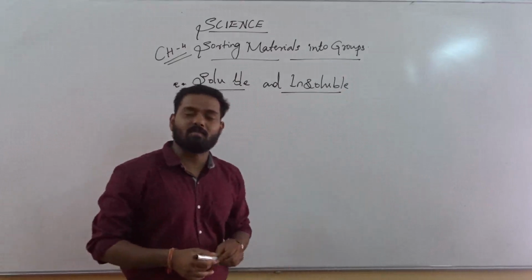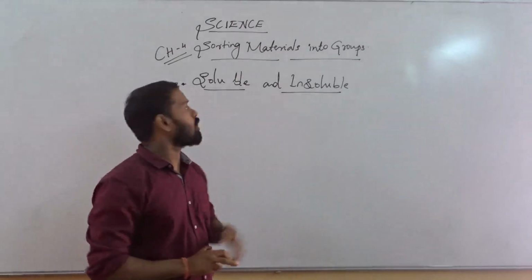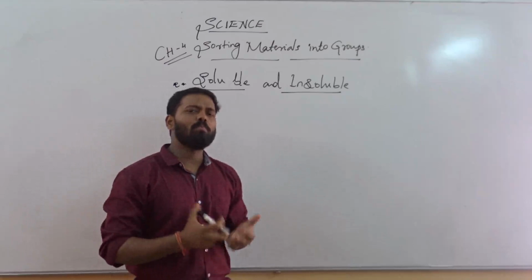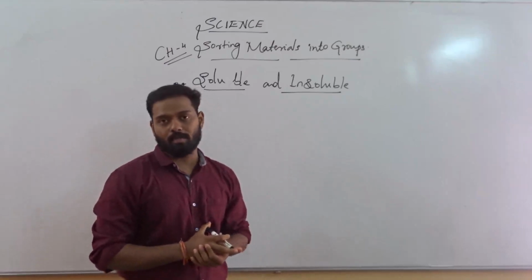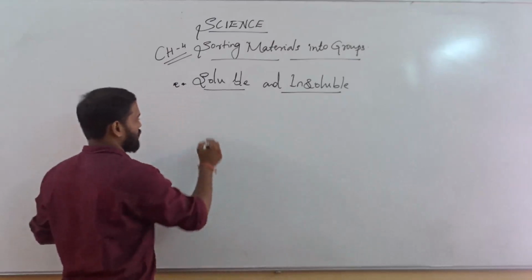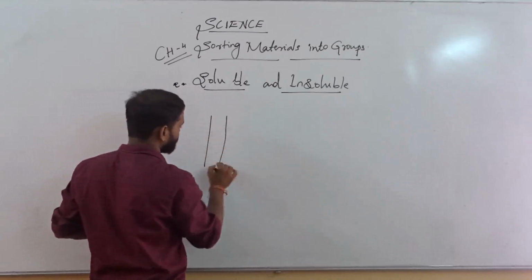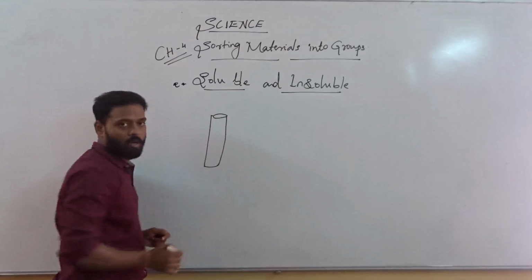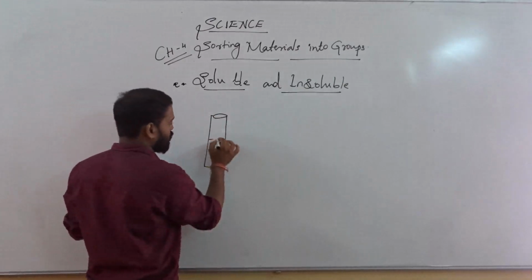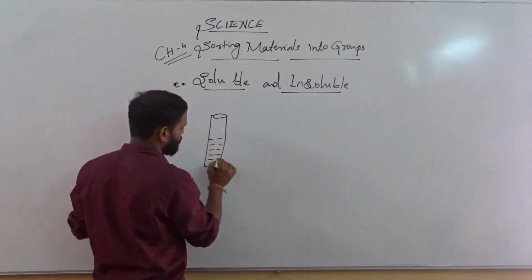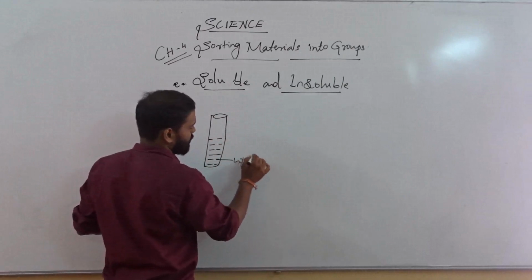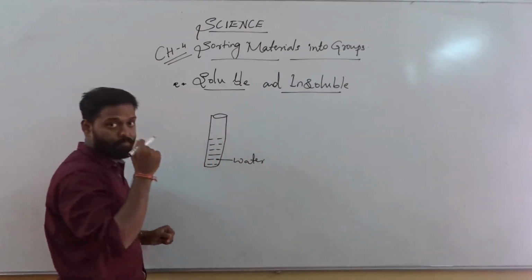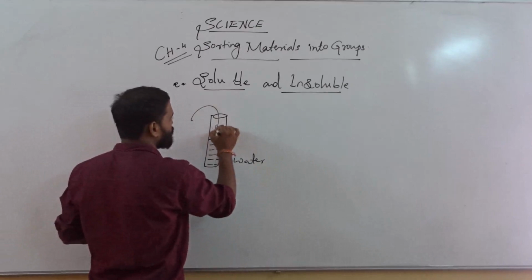See, we can classify objects and materials into soluble and insoluble. What do you mean by soluble and insoluble? Suppose you take a test tube. Okay. So in that you can take water. Take water in that. So water I am taking in a test tube. And I am going to add 1 spoon of sugar.